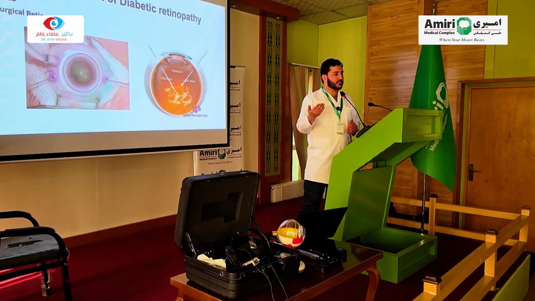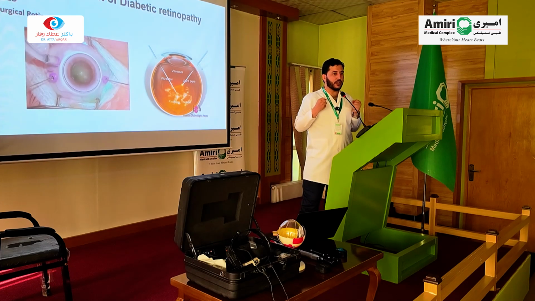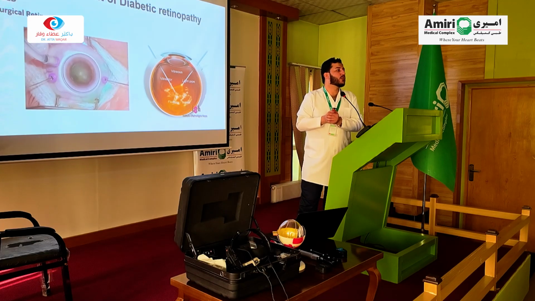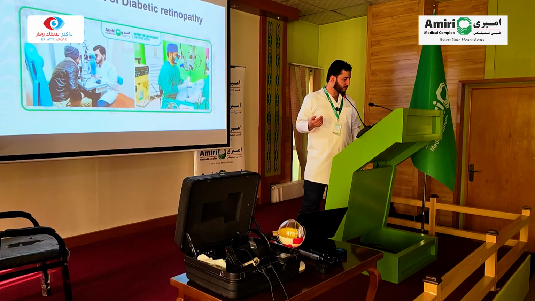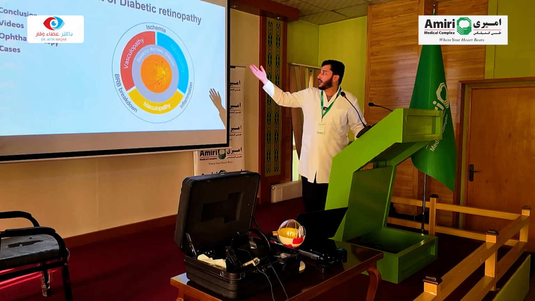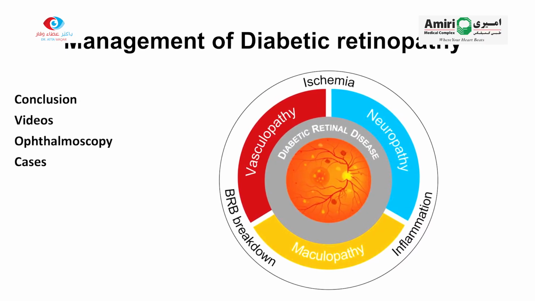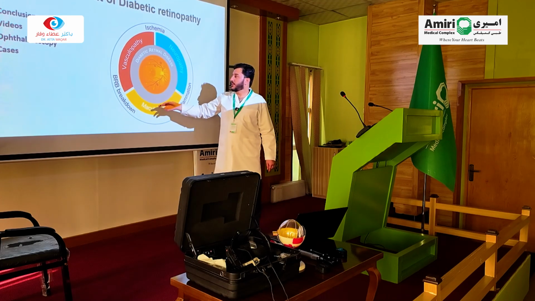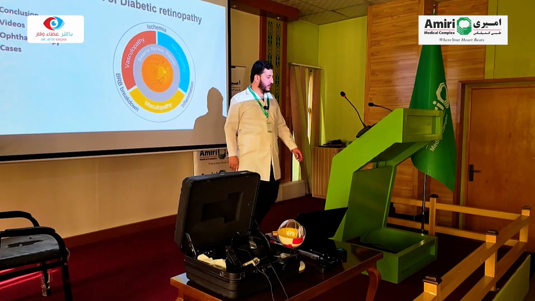And how much will be the success rate of this? It depends on the patient. Sometimes we achieve anatomical success. We have a detached retina, we attach it, but there is very little physiological success, sometimes less than 30 or 20%. This is the conclusion: we have ischemia, we have inflammation in diabetic retinopathy, we have blood retinal barrier breakdown, and due to that there is diabetic retinal disease.